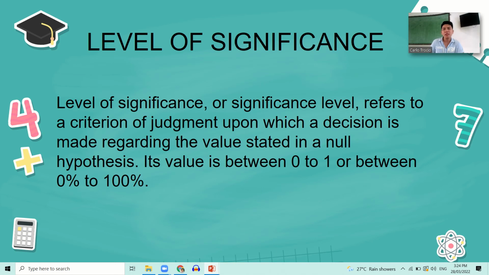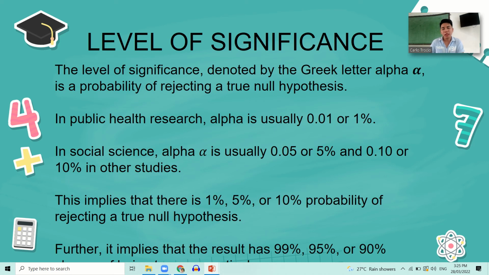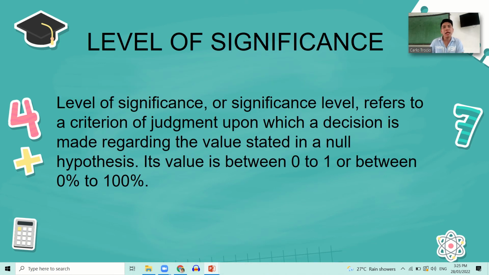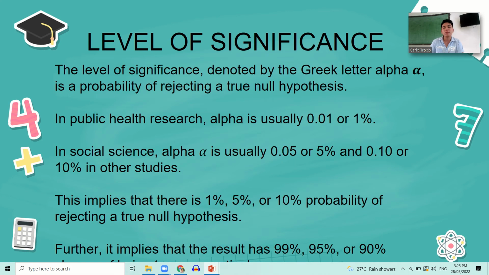Okay? Let us know what is this level of significance. We already know this already. Let us just have a review. So level of significance, for example, you have the confidence level, which is 95%. Then your level of significance is 0.05. If you have confidence level of 90%, then your level of significance is 0.10 or 0.1.